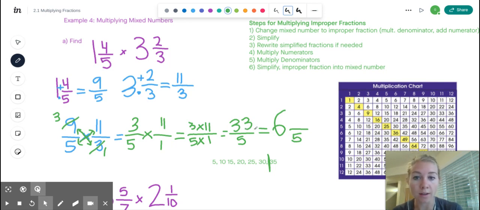To do that, we take 33 and subtract 30 because we found that 30 is the closest multiple of 5. These are multiples. That 30 is the closest multiple we could get to 33. Well, 33 take away 30 is 3. So 3 is our numerator. So our answer is 6 3/5.